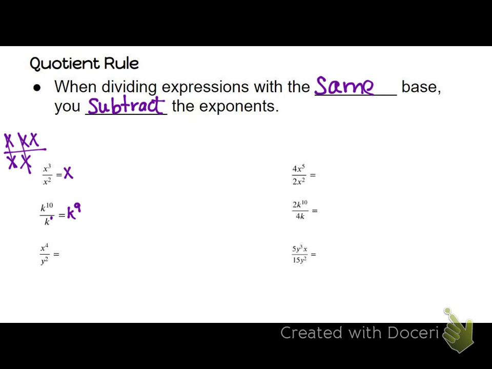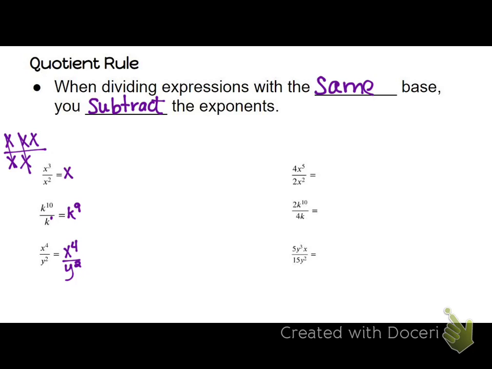Okay. Let's look at this next one. We have x to the 4th divided by y to the 2nd. Are these bases the same? Are my big bases the same? No. If they're not the same, there is nothing I can do to this problem. So it's just going to be x to the 4th over y to the 2nd. That's my final answer. There is nothing I can do to that. Okay? Dylan, you getting these?